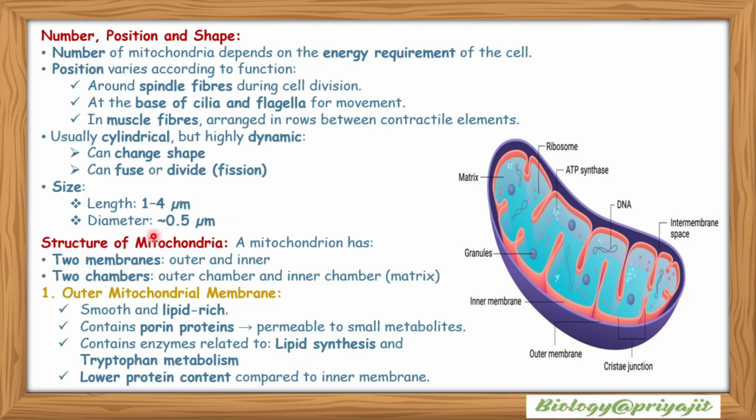Structure of mitochondria. Mitochondria have two membranes, the outer membrane and the inner membrane, and two chambers, the outer chamber and the inner chamber, which is also known as the matrix. Outer mitochondrial membrane: it is smooth and lipid rich. It contains porin proteins permeable to small metabolites. It contains enzymes related to lipid synthesis and tryptophan metabolism. So the outer membrane has a lower protein content compared to the inner membrane.